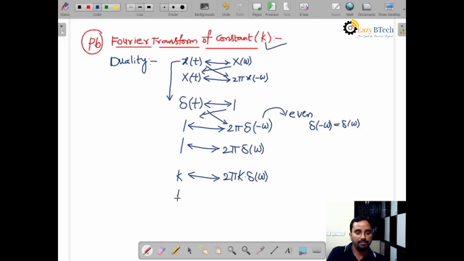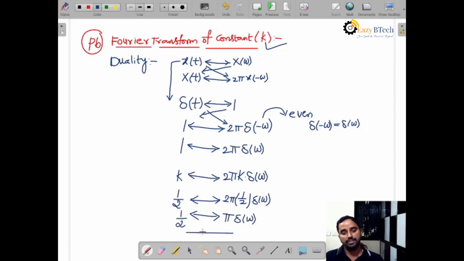For example, what is the Fourier transform of 1 by 2? K is 1 by 2. Therefore 2 pi into 1 by 2 del of omega. Here the 2s get cancelled, so we get pi del of omega. This is the Fourier transform of a constant. Very simple and important. As per the duality property we can do it easily. Using properties we can solve the problems easily; that is the usefulness of the properties. Let's go to another problem.